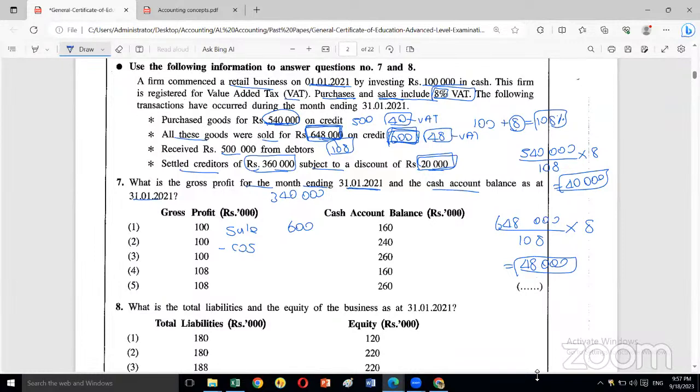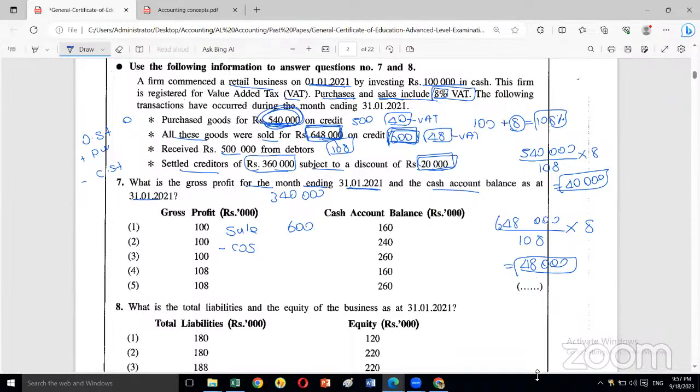Do I know my cost of sales? Did they provide opening stock? How to calculate cost of sales? Opening stock plus purchases minus closing stock, because there are no other details. Is there any opening stock? No, it is 0. Is there any purchase? Yes, the purchase is given. How much? 540,000.